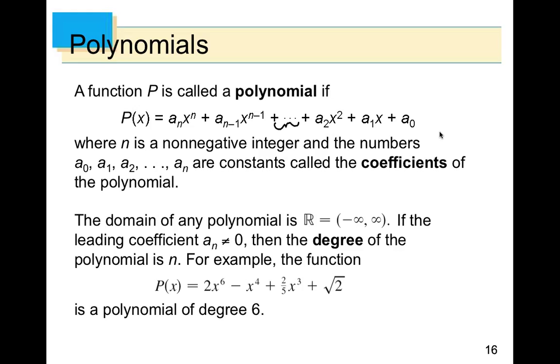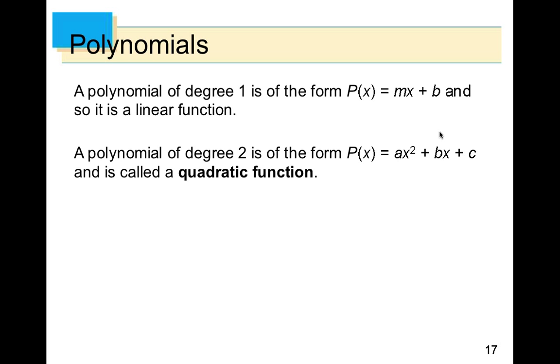So in terms of talking about polynomials, if we think about the linear models that we were just talking about, those can also be considered polynomials. A polynomial of degree 1 is in the form of p of x equals mx plus b, and it's a linear function. And so basically any linear model will also be considered a polynomial. It's just a polynomial of degree 1.